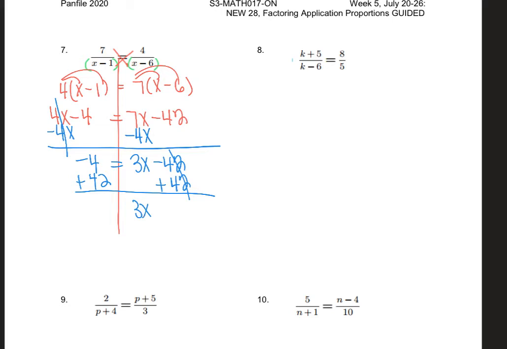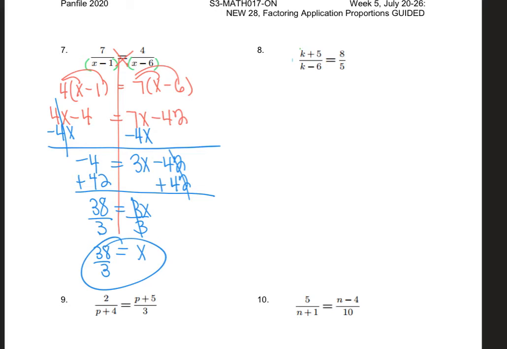I get 3x equals 38. Divide both sides by 3. I get x equals 38 over 3. Again, a lot of odd fractions here. That's okay. There's nothing wrong with that as long as I've done my work right. But fractions are okay. We're going to leave our answer like that.